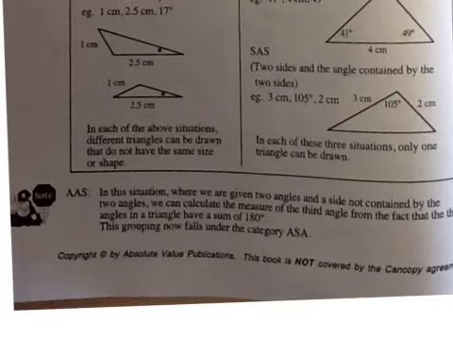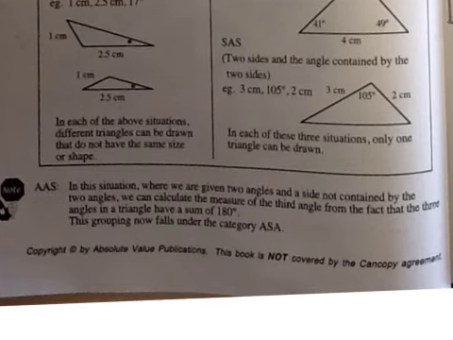Here's a special note that you should be aware of. In the situation where we are given 2 angles and a side not contained by the 2 angles, we can calculate the measure of the third angle from the fact that the three angles in a triangle have a sum of 180. The grouping now falls into the category angle, side, angle.